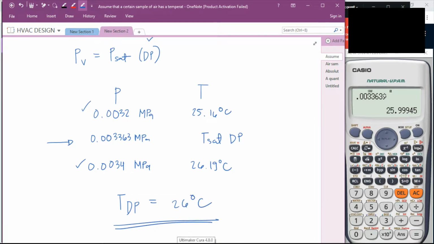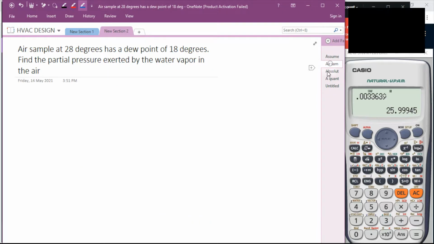Ganun lang po kadali gumawa ng mga values kapag meron tayong steam tables. You may look it up. Next time, maglalagay ako dito ng steam table sa gilid. Next one.